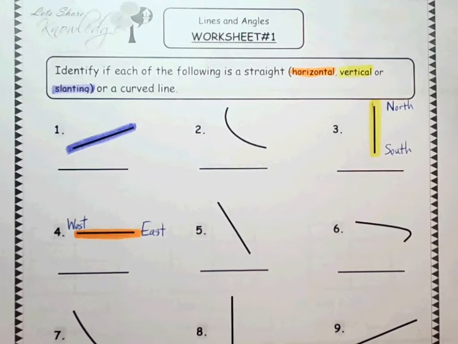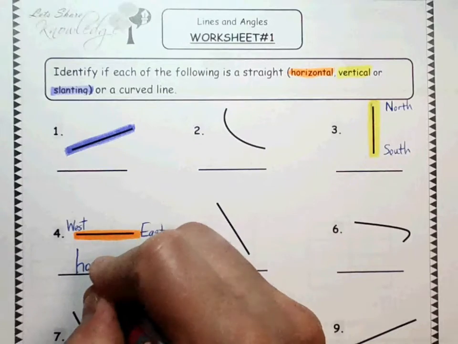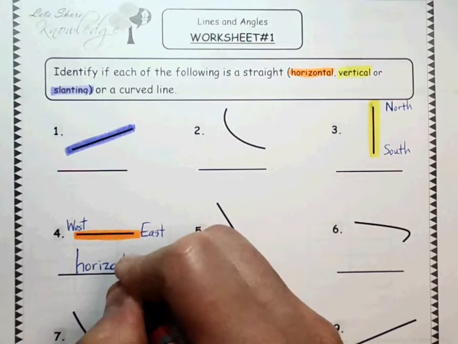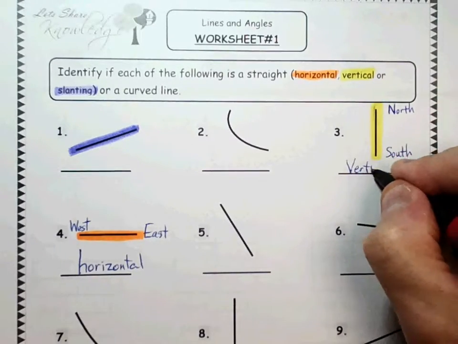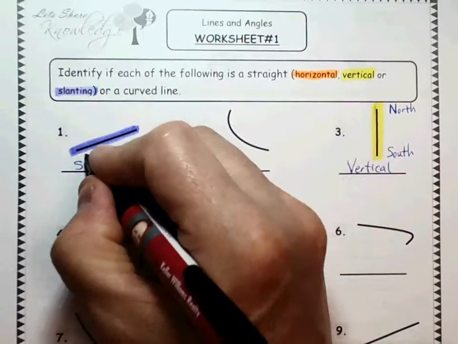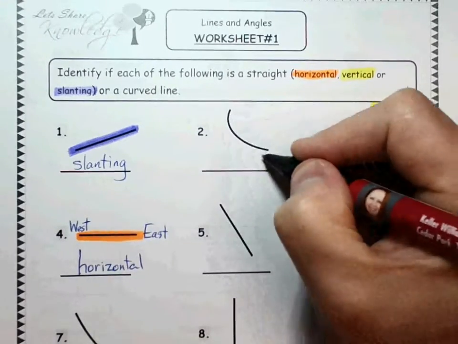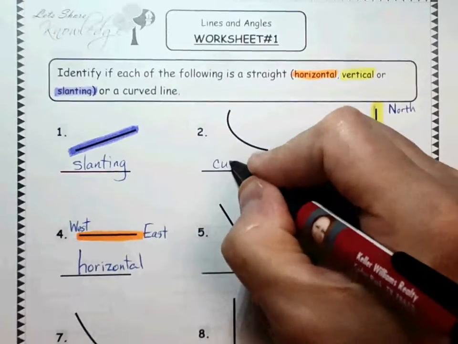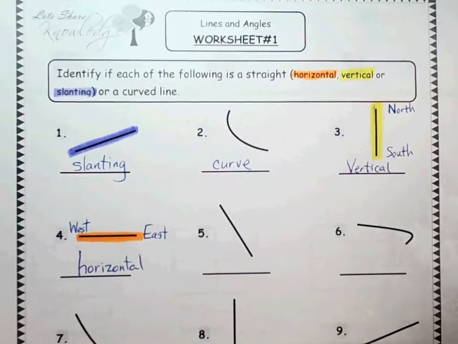So I believe with this information, you're going to be able to fill this out rather quickly. Once again, horizontal. I'm going to put a horizontal right here. Horizontal lines go true east-west. This one is vertical. I'll put vertical right here. Goes true north-south. And this one is slanting because it is a line, but it's not horizontal or vertical. And this guy is not straight, so this guy is a curve. It says curved line. I'm just going to say curved.